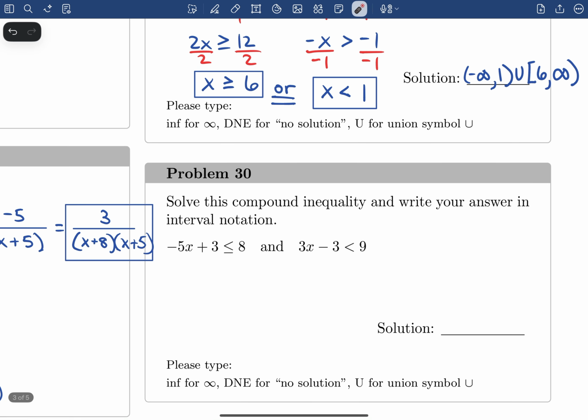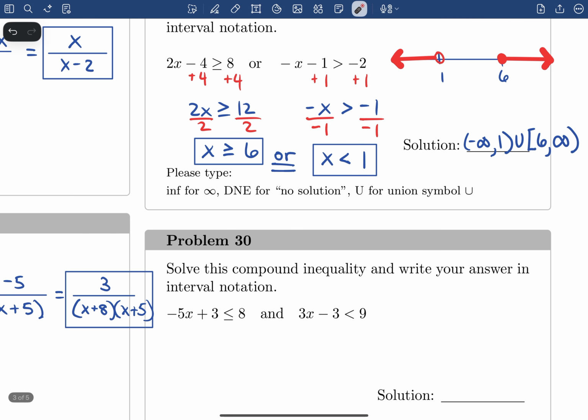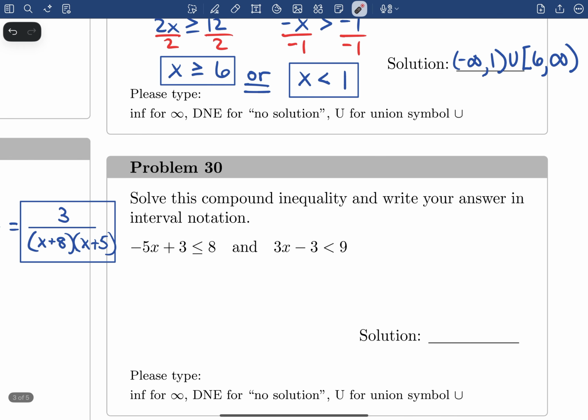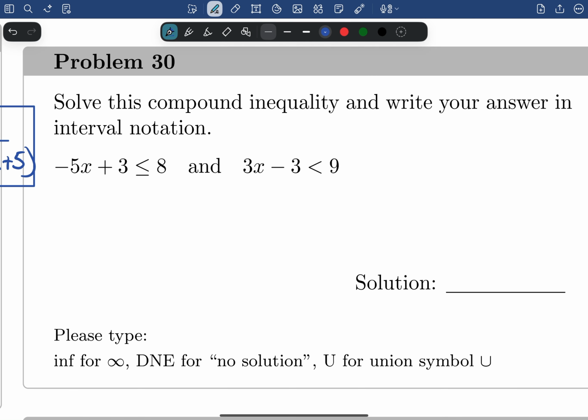Moving forward, problem number 30. Solve this compound inequality and write your answer in interval notation. Negative 5x plus 3 is less than or equal to 8, and 3x minus 3 is less than 9. Now, this compound inequality is different. The last one used the word or, but this one uses the word and. So when we get to the end of our solution, we're going to think about what that means, okay? But first, let's solve each inequality separately.